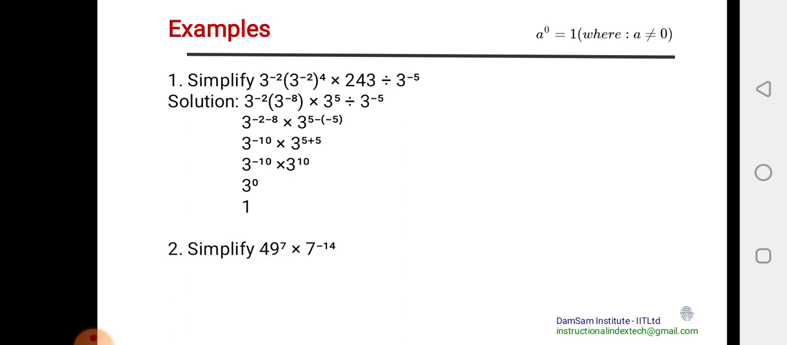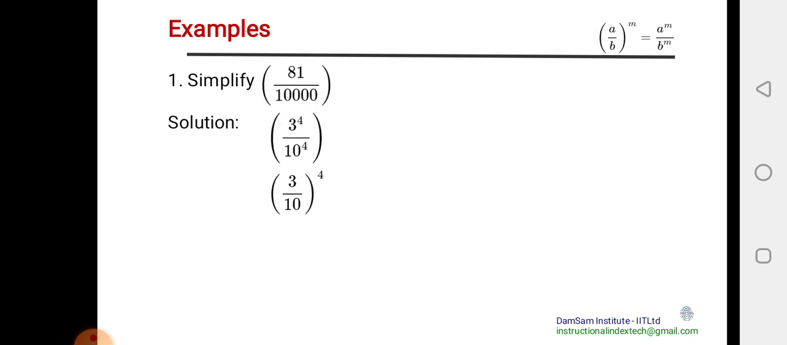Another example of that is when we have 49 raised to power 7 times 7 raised to power negative 14. We can have this to be 7 raised to power 2 into 7 times 7 raised to power negative 14. 7 raised to power 2 into 7 can be 7 raised to power 14 times 7 raised to power negative 14. So the powers at both bases, we perform them together and it becomes 0. That makes it 7 raised to power 0 and it will be 1.